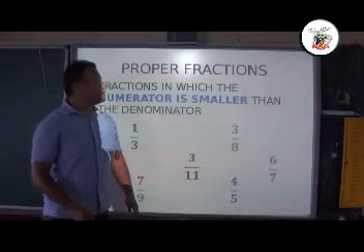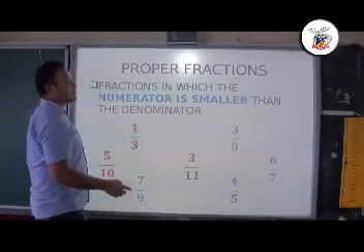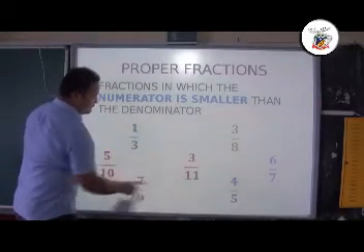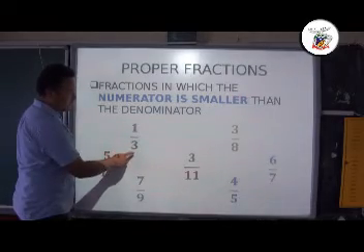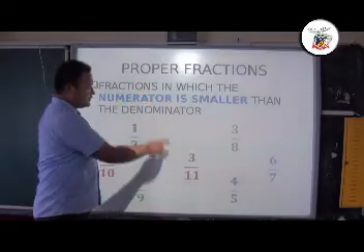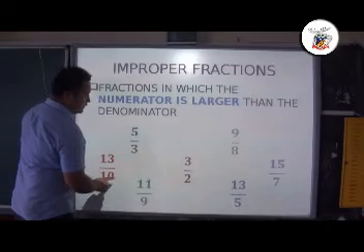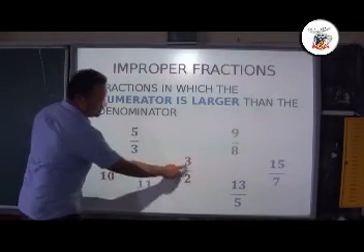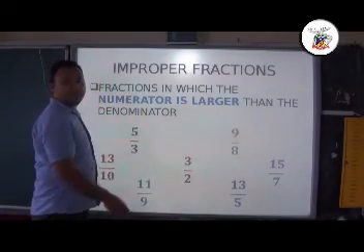Now the last grouping is proper fractions and improper fractions. Now here you have to check both the numerator and the denominator. Notice these fractions here. Here you can see that all the numerators are smaller than the denominator. So these type of fractions are called proper fractions. Now here the denominators are all smaller than the numerator, or the numerator is bigger than the denominator. So these type of fractions are called improper fractions.